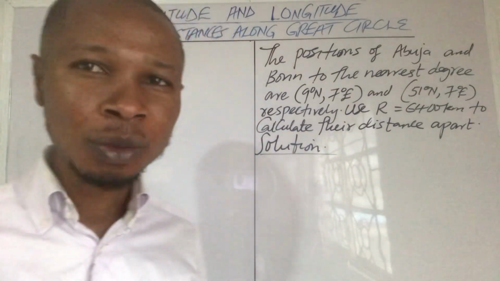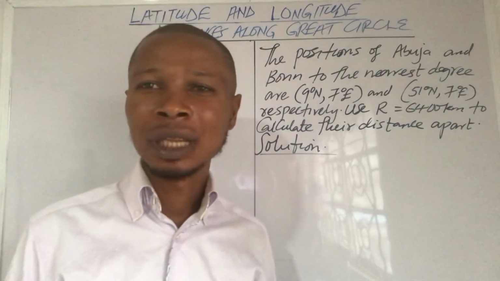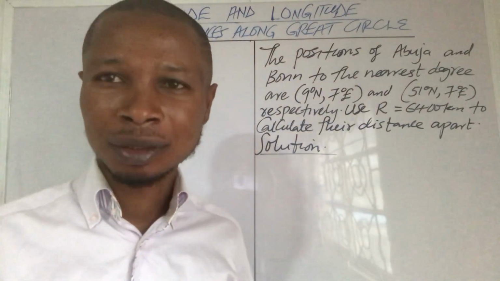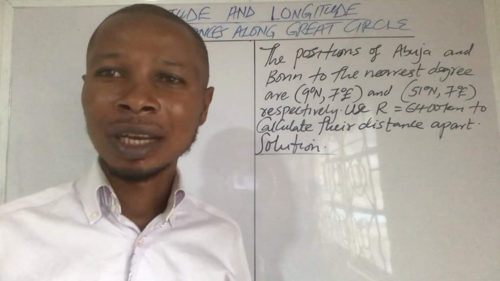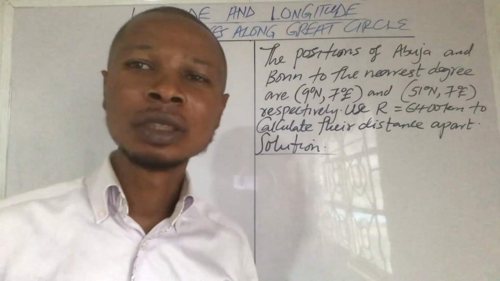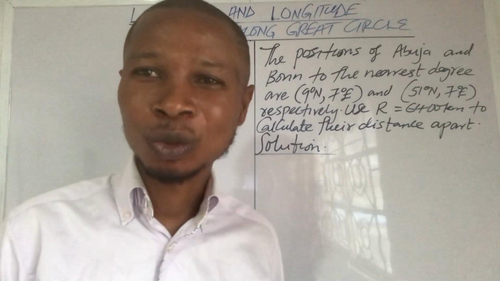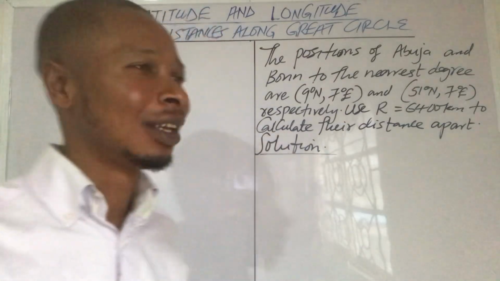In today's lesson, we are looking at distances along a great circle, or distances along a meridian. That's another name for it. How do you find the distance between two places that are on the same meridian using this example? It's very simple. Just watch me as I do my thing.